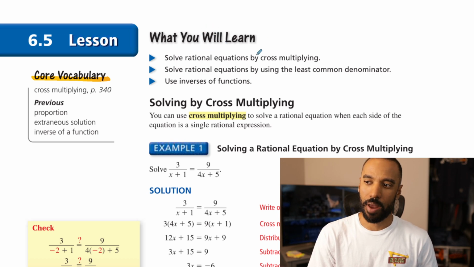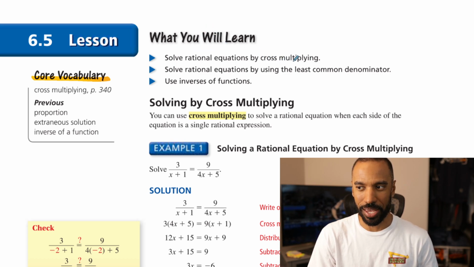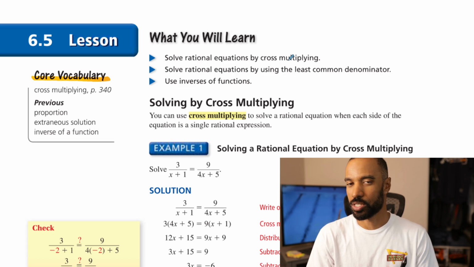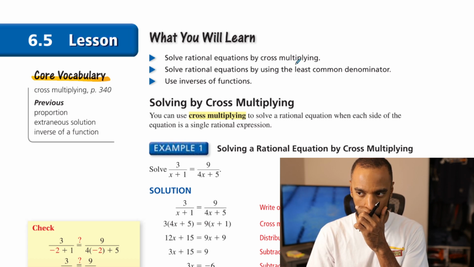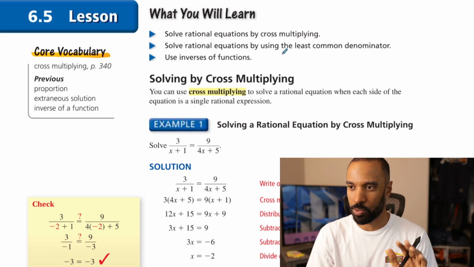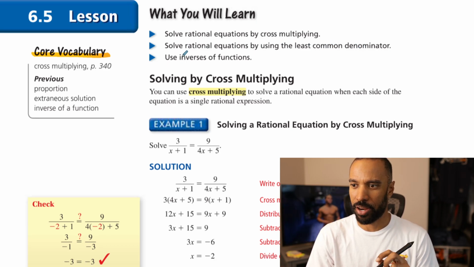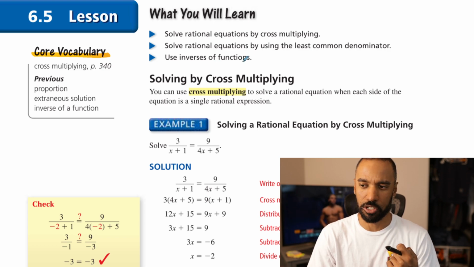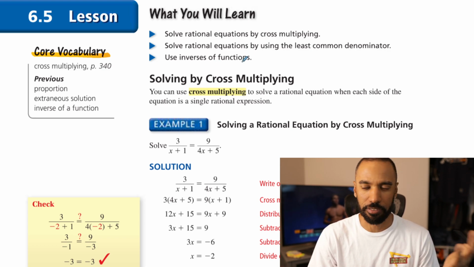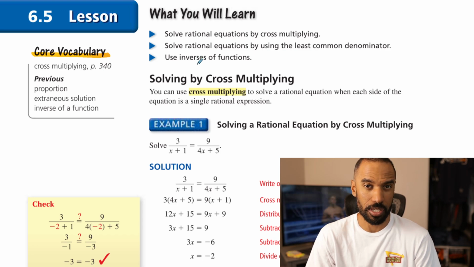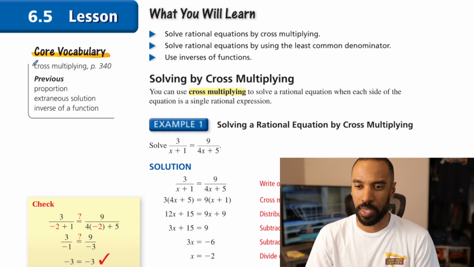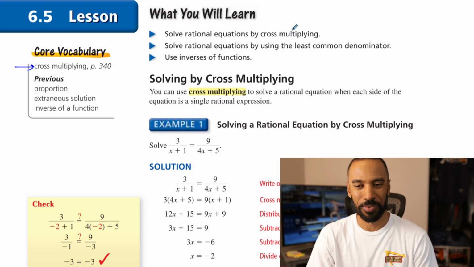We are going to solve rational equations by cross-multiplying. Interesting. They never really have used that phrase in the past, even from like IM1 and IM2 days. Solve rational equations by using the least common denominator and use inverses of functions. We've done inverses before, but I guess this is for rational functions. This is where they want to do them because this is equations this time. Yeah, cross-multiplying is a new thing. I was stuck on that as I was reading the rest of these here.